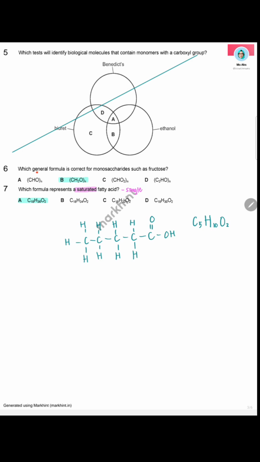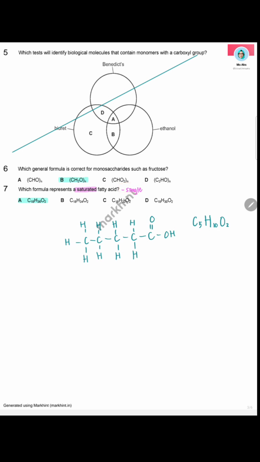Number 6, which general formula is correct for monosaccharides such as fructose? Fructose is again an isomer of glucose, which has C6H12NO6. So if you simplify that formula, that should give you B. All right. Question number 7. Which formula represents a saturated fatty acid? Saturated means that the fatty acid molecule should only have single bonds between carbons.